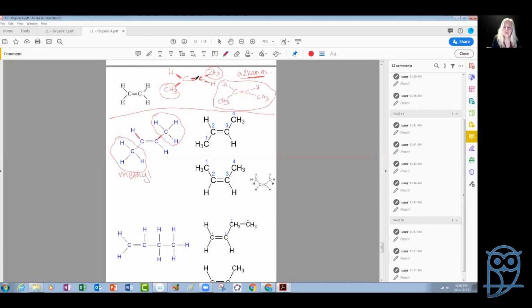So the moral of the story is that if we write the two carbons bonded with a double bond together, and then we show what else is connected to each carbon, it's easier to identify isomers of different sorts, depending on what is on top and what is at the bottom.